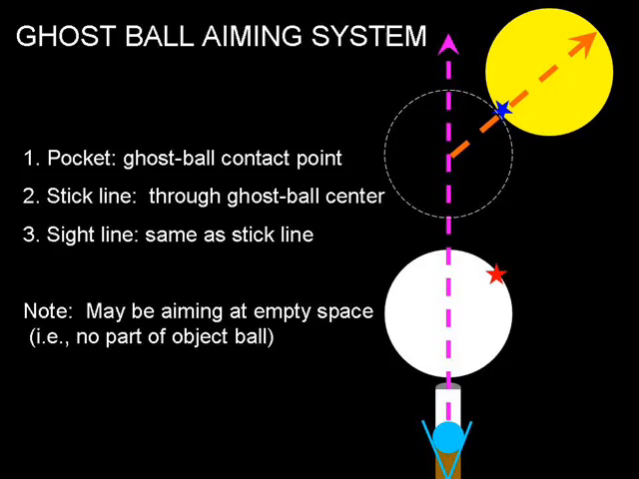If we specify the stick line as going through the center of the ghost ball, as shown here, and we specify the sight line as being directly over top of the stick line, then we have the ghost ball aiming system. Note the red contact point on the cue ball here that's going to hit the blue contact point on the object ball, but that's no part of the ghost ball aiming system. Note also that the stick is pointing, where the person's eye is pointing, is basically into empty space. There's no part of the object ball there.